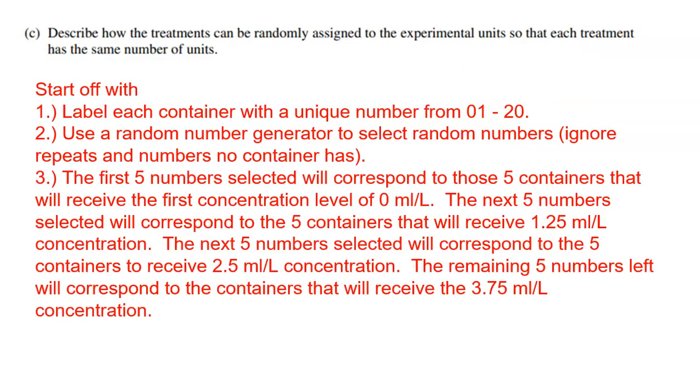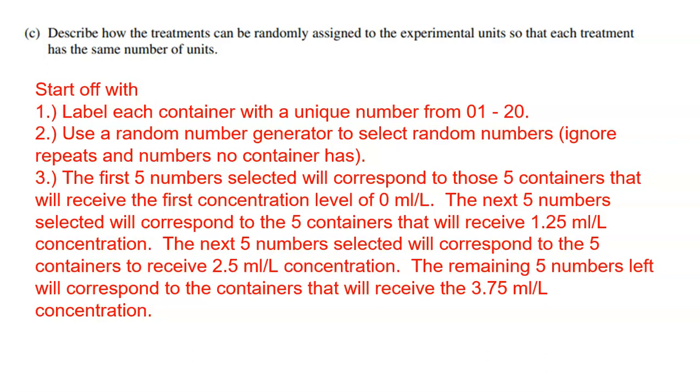Now the final question says, describe how the treatments, the 4 different treatments, can be randomly assigned to the experimental units, the containers, so that each treatment has the same number of units. Now, there are 4 treatments, 20 containers. So it would make sense that I could have 5 containers at each of the treatments. So step 1 is labeling each container with a unique number, 1 through 20.